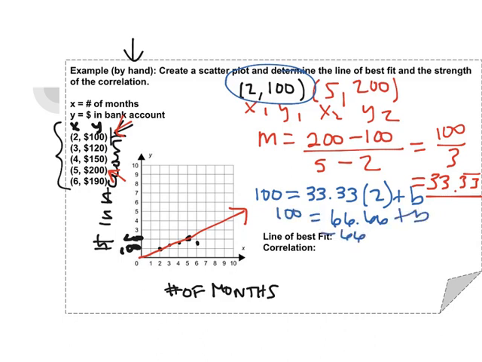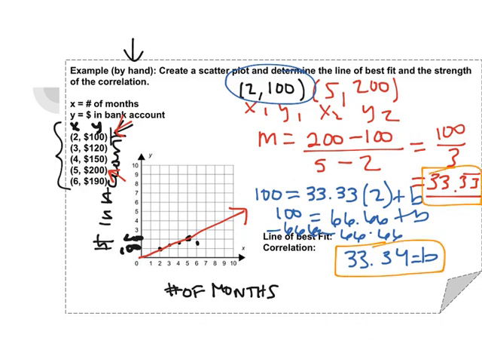We're going to subtract the 66.66 from both sides. So 100 minus 66.66, I end up getting 33.34. And that is my b value. Okay, so the important information here that I want to actually use is my b value and my m value.